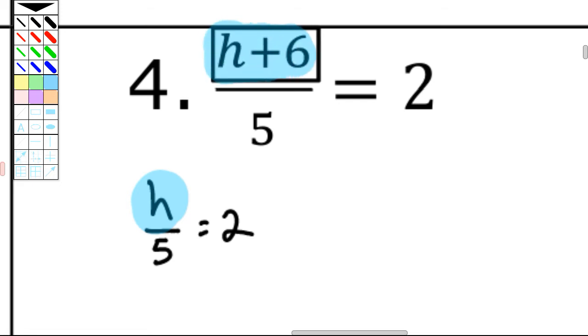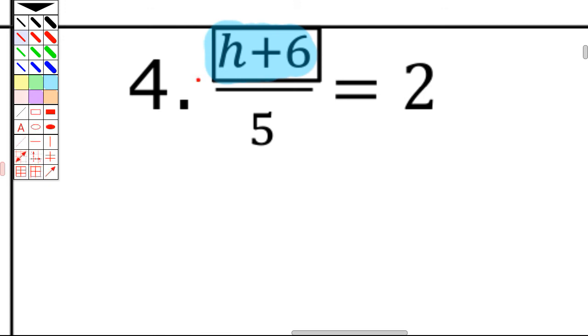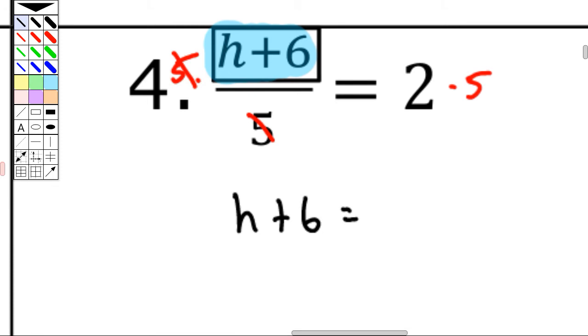We're trying to get that whole thing by itself first. It's just going to make our lives a lot easier. So, same thing, we're going to multiply by 5, multiply by 5. Why do we do that? Because those cancel out. Now what's left over? It's the h plus 6. Now what's on the right side? 2 times 5 is 10. And finish it off. Subtract 6 on both sides.